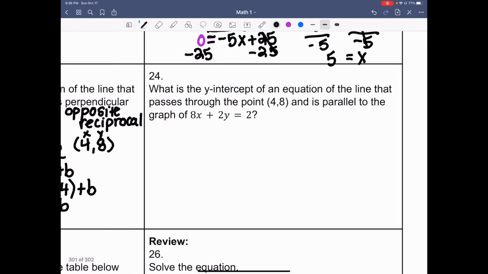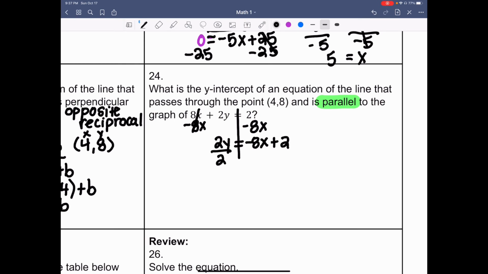All right, 24, it says, what is the y-intercept of the equation that passes through the point (4, 8)? This one is going to be parallel, and we have a standard form equation. So we're going to have to solve for y here. So we're going to subtract 8x. So we subtracted 8x. That gives me 2y equals -8x plus 2.